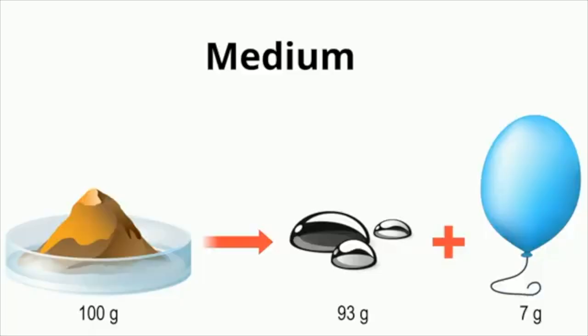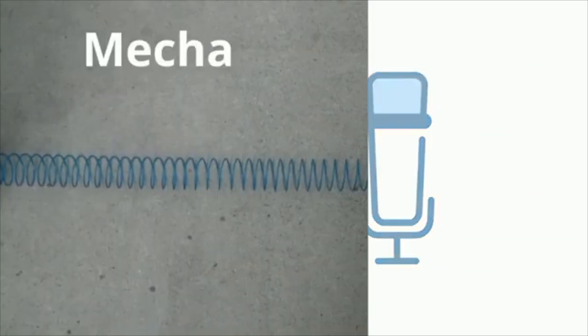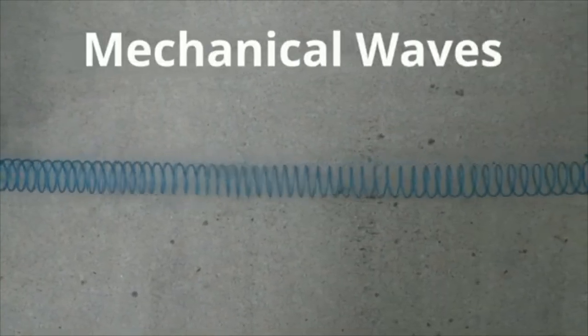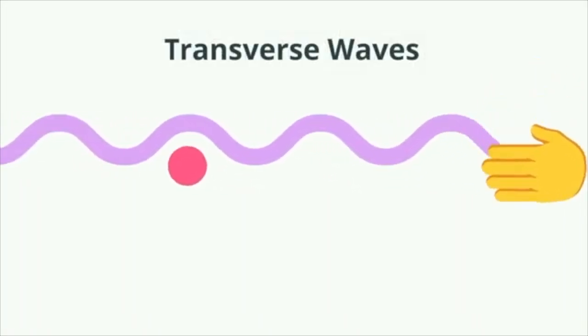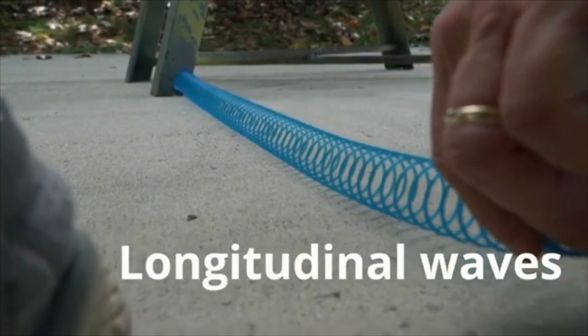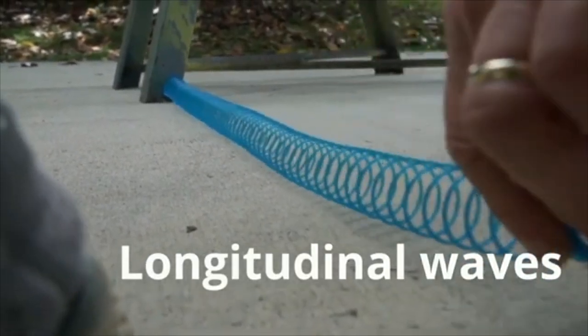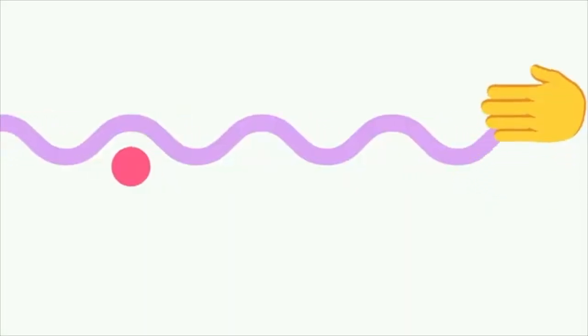The medium can be solid, liquid, gas, or a combination. However, not all waves need a medium. Light and radio waves can travel without a medium, while mechanical waves can only travel through a medium. We have transverse and longitudinal waves, also called compressional waves.